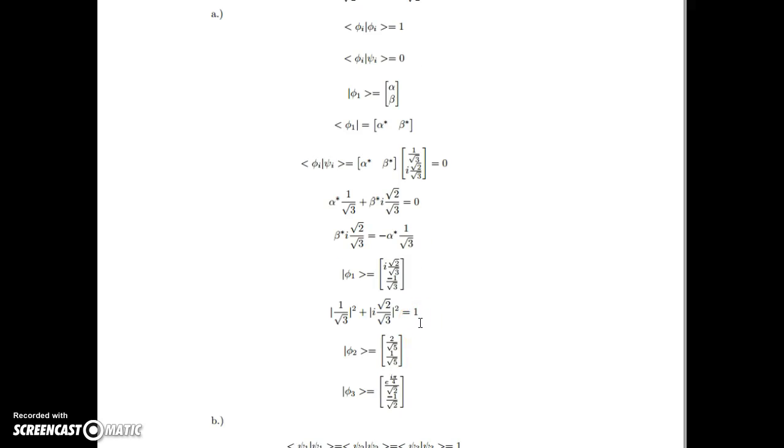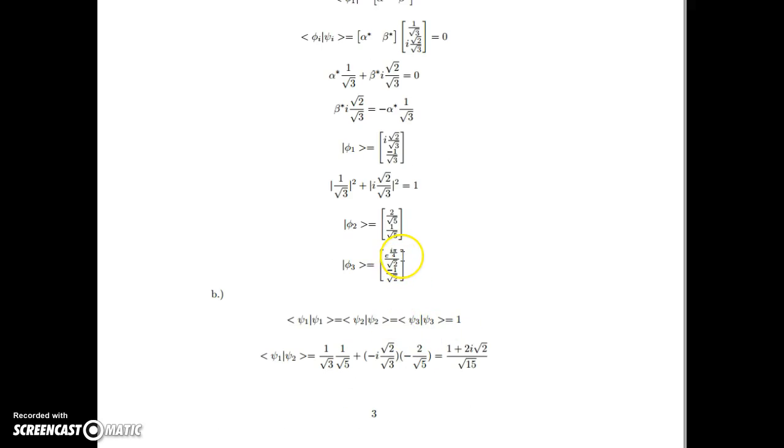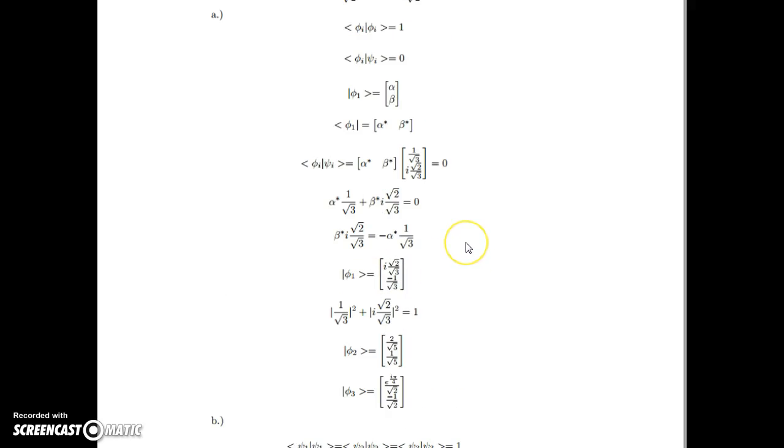And you do the same thing with phi 2, and you get 2 over the square root of 5 and 1 over the square root of 5. And the same thing with phi 3, and you get this. And you can check to make sure that they're normalized, like I did right here. And you can see that when you square them and then add them together, you do get 1. And if you look, these both follow that also.